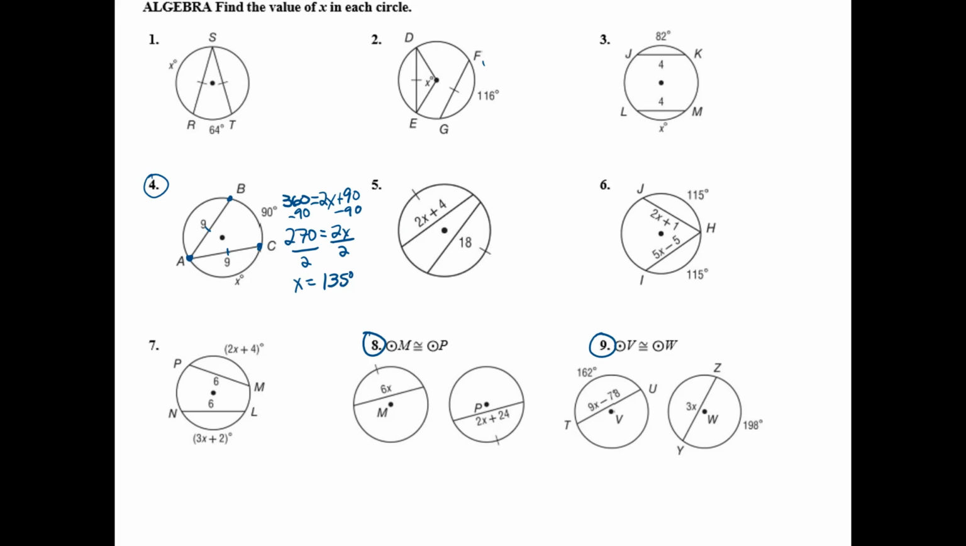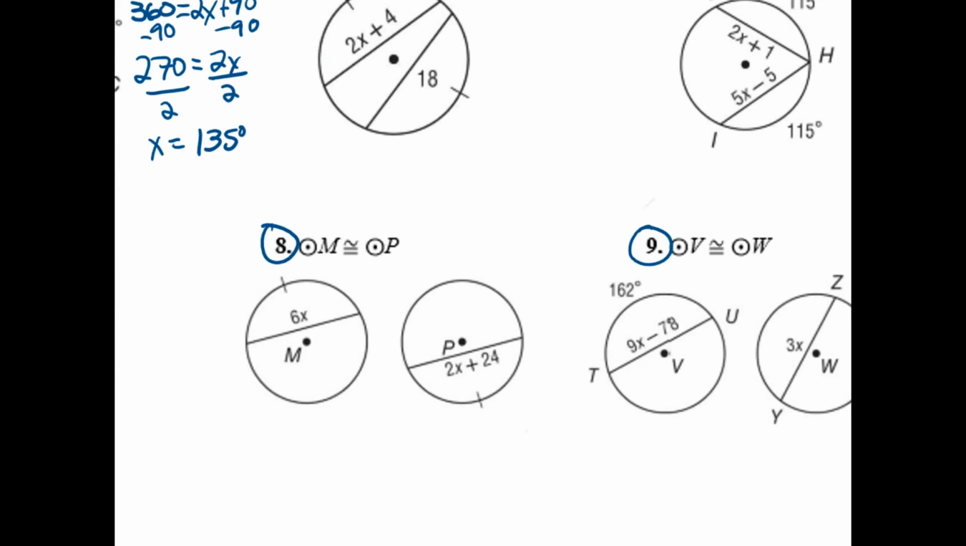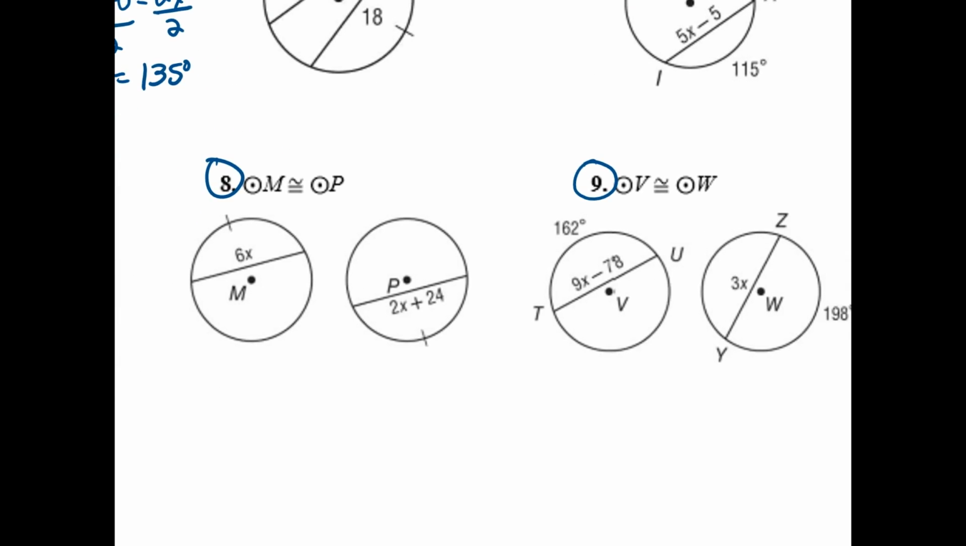Let's move on and do number 8 here. The given information is that circle M is congruent to circle P. They told us in the definition that if I have two congruent circles, then if I have congruent arc lengths, my chords will also be congruent, if and only if.